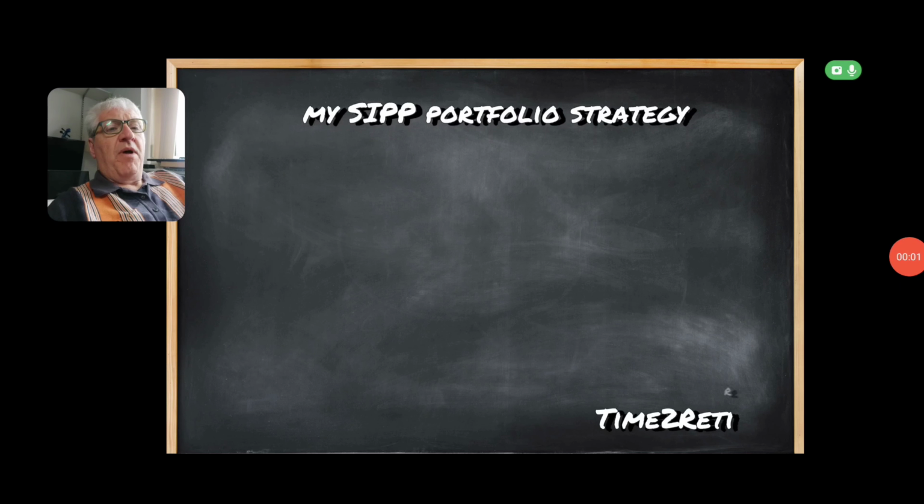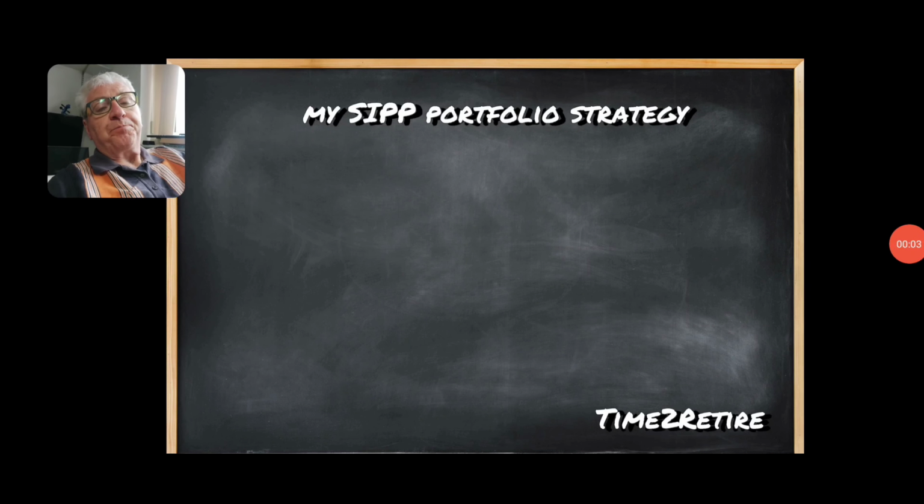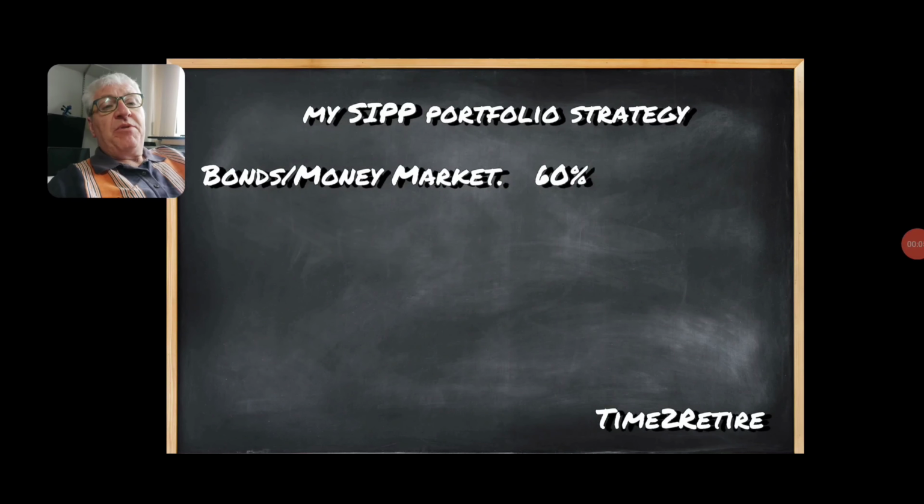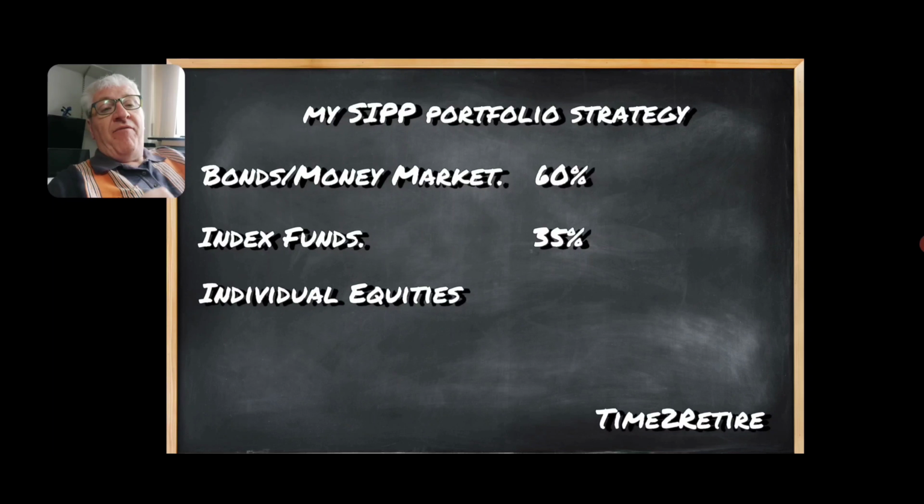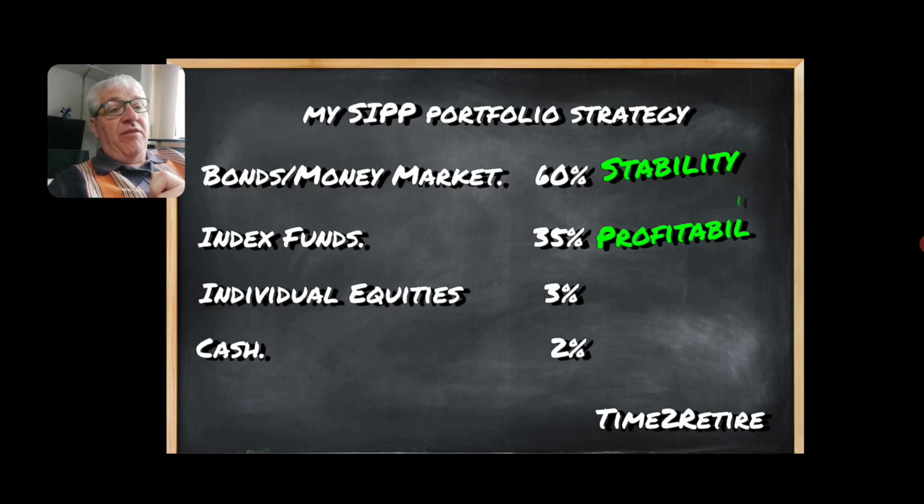Here's a broad view of my SIPP portfolio strategy. So I have 60% in bonds and the money market, 35% in index funds. And then for the higher risks, I have some individual equities of 3%. And then I do keep 2% in cash as well. And this is all about stability for the bonds, profitability for the index funds, fun for the individual equities, and speed of being able to move transactions with the cash.